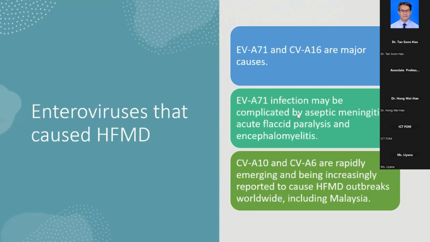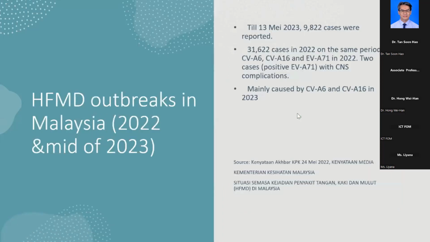And if the child suffers CNS complications, usually it is caused by infection with this particular enterovirus A71. Some of the CNS complications that the children may have include aseptic meningitis, acute flaccid paralysis, and encephalomyelitis. And what is the HFMD outbreak situation in Malaysia currently? So I have obtained some data from the Ministry of Health.